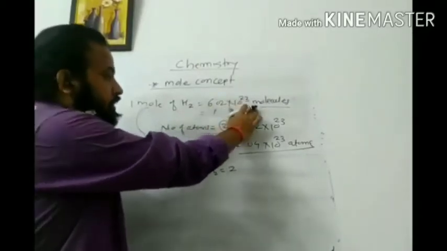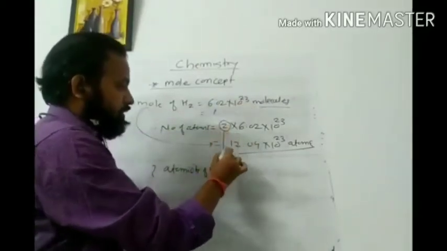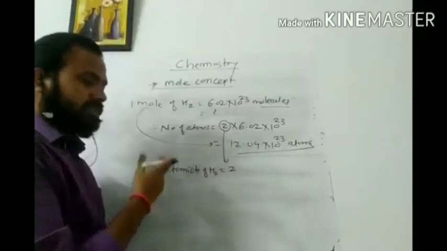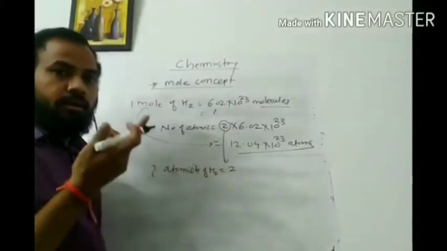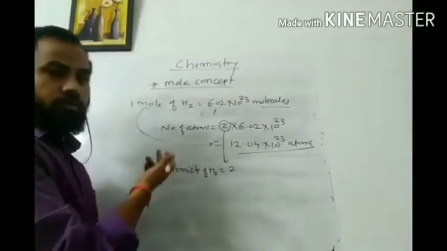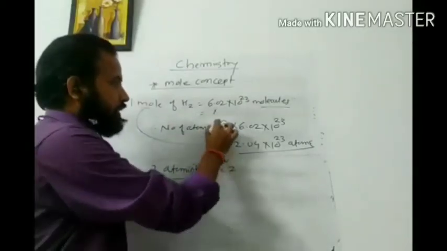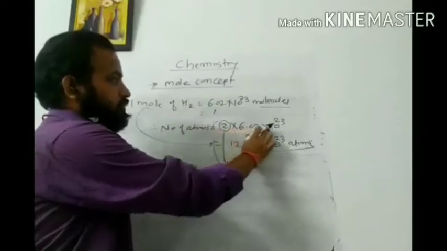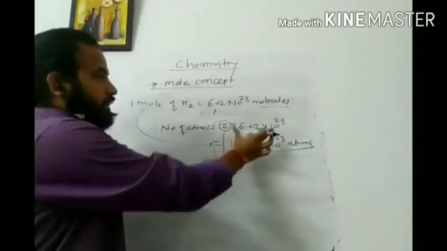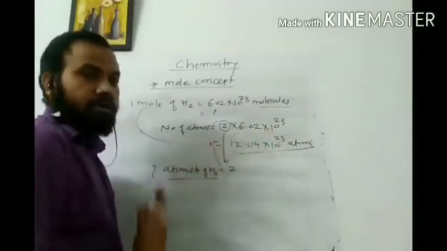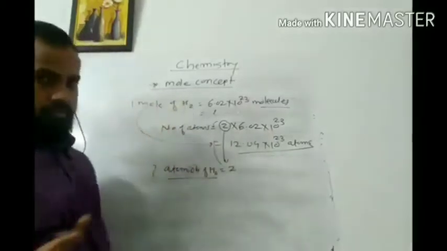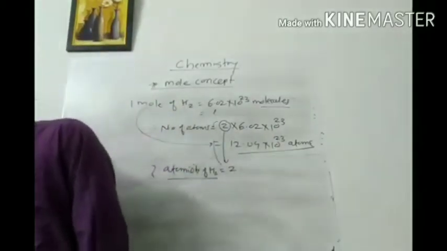Simply, what I have to do is multiply it by atomicity. Atomicity is nothing but the number of atoms present in a molecule. So here the atomicity of hydrogen is 2, that is why I am multiplying it by 2. So 2 into 6.02 into 10 raised to 23. That multiplication gives me the number of atoms present in hydrogen. Okay, so you can easily calculate this.